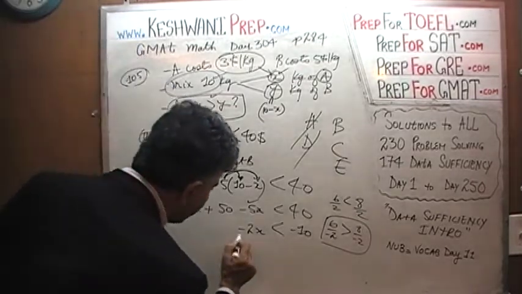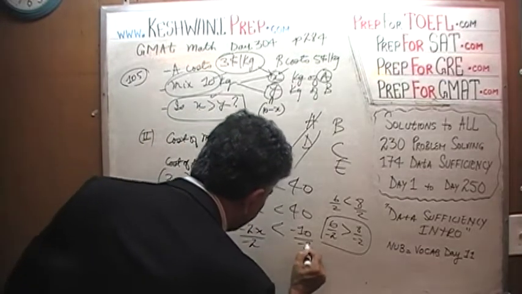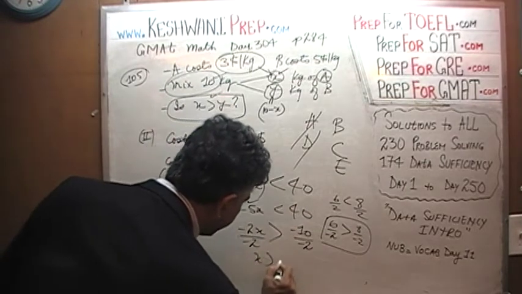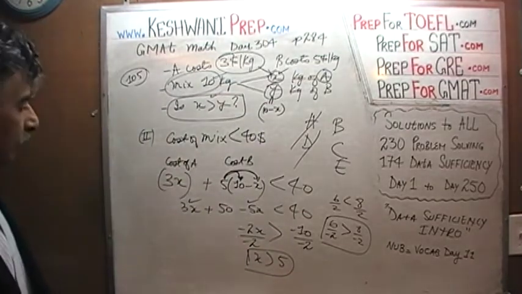So we're going to divide both sides by negative 2. And if we divide both sides by negative 2, the direction will have to be switched. And x is more than 5. This tells us that x is more than 5.